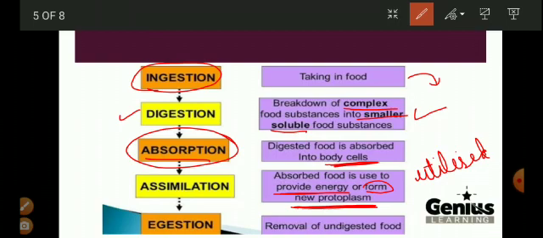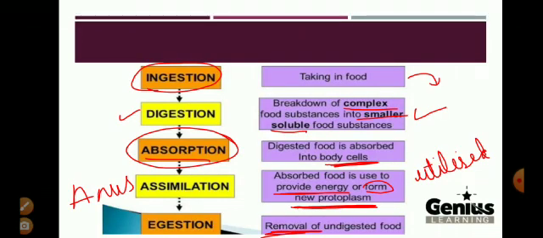And now egestion. What is egestion? When you put food in your mouth and digestion, absorption, and assimilation take place, after that comes the removal of undigested food. Now the food is digested, absorbed, and utilized. Finally, the waste material, the faecal waste, is removed from our body through the anus. Now, what is the anus? We'll understand in the next slide. So, let's move on.